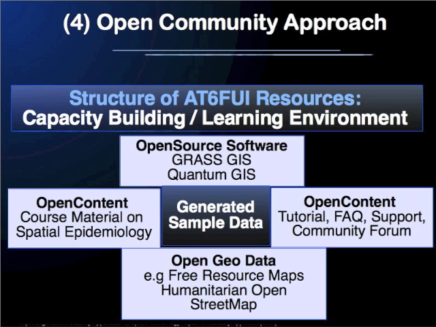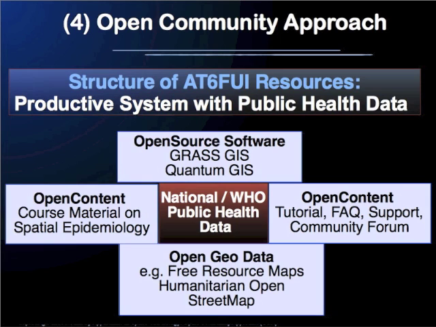Because the software is free and open, it can be easily accessed by the learner and used at home for capacity building and training, and especially in learning environments. This is relevant for the total cost of ownership, especially for developing countries. The support material will be provided for the open source software only, because it is assumed that those agencies which can afford commercial software can also afford to buy the support for this software as well. In developing countries this might not be the case, so the open source alternative should be freely available for the developing countries. The capacity building framework can be easily transferred into a productive system with real public health data by replacing the sample data of the learning environment just by national or WHO public health data.